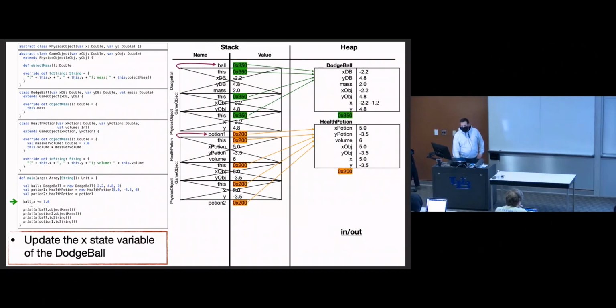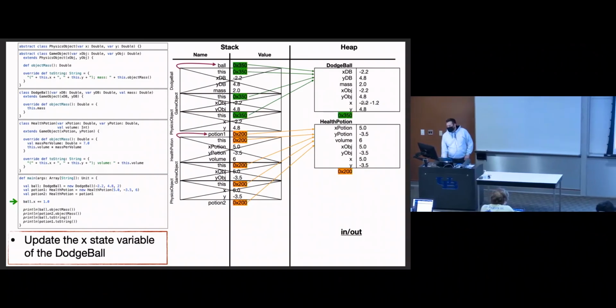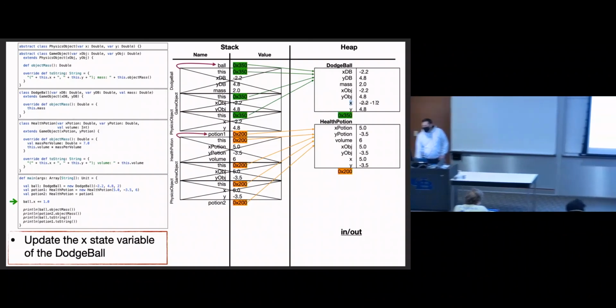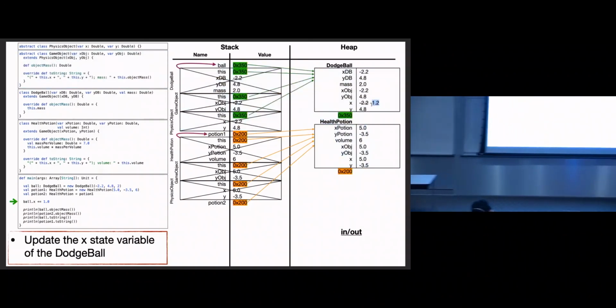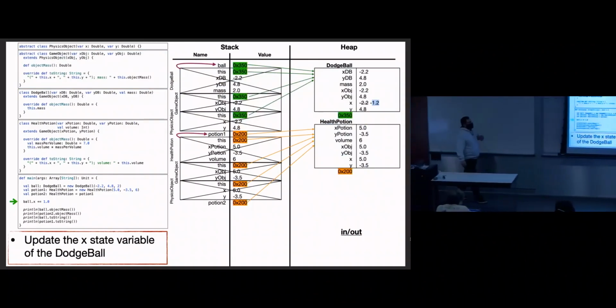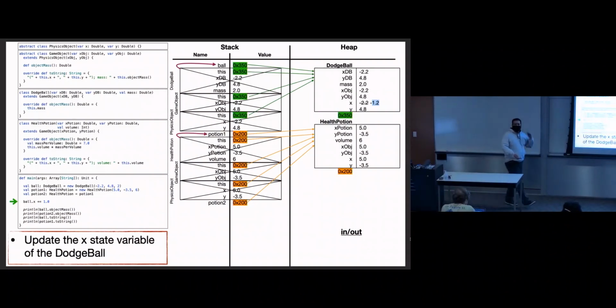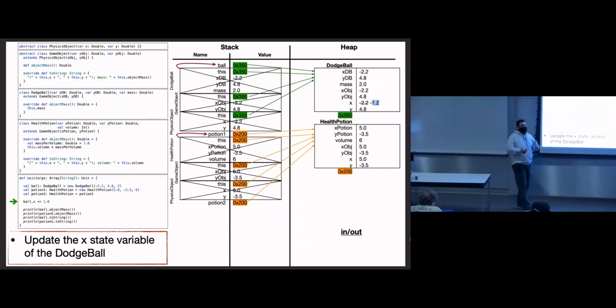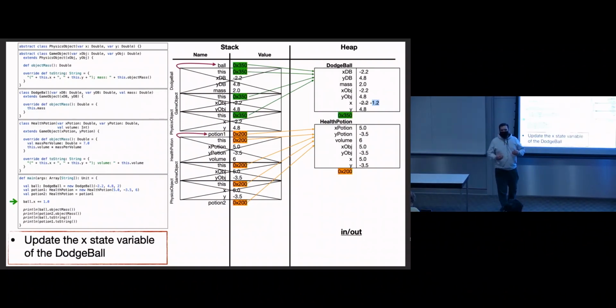Okay, and then if we say ball.x plus equals 1, we're going to update that x. Let me go through the whole thing. Ball stores reference 350. Go to the object at 350. Go to its x variable and update that. So these variables update independently. I only changed x. That has no effect on the other x in the dodgeball. It just updates x and x only. So we have to be careful if we're accessing these variables.